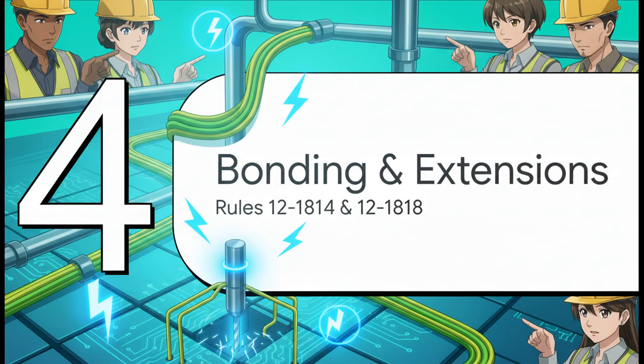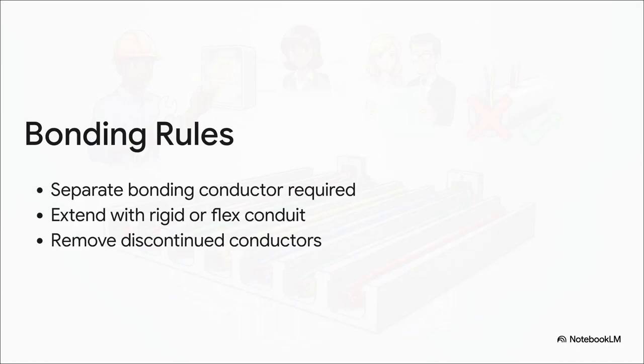Moving on to bonding and system extensions. Under Rule 12-1814, you actually need a separate bonding conductor installed in these electrical cells, and it must be sized according to Table 16. You can't just rely on the metal floor for your bond. It doesn't work that way.